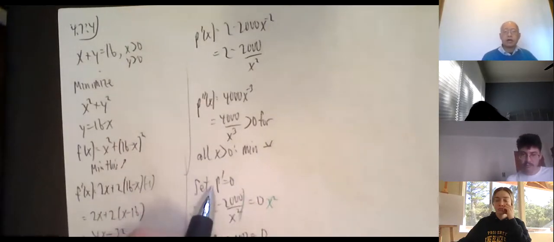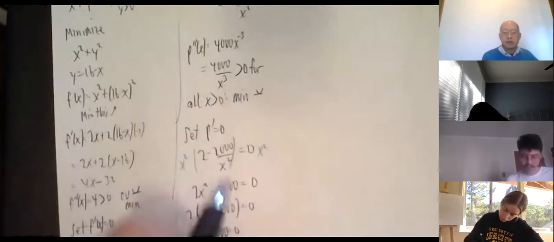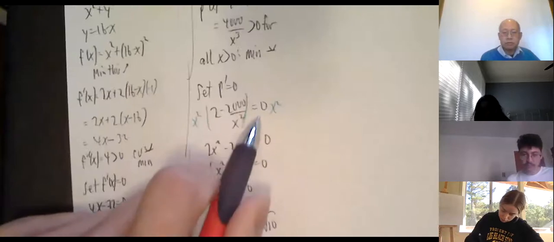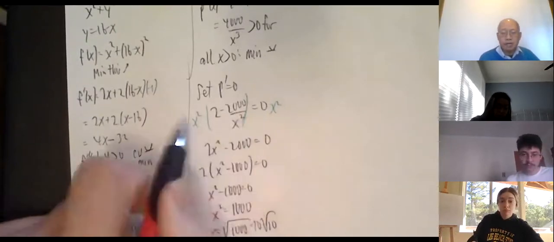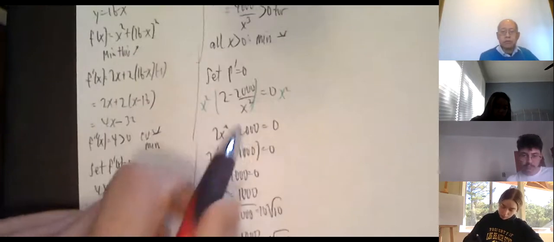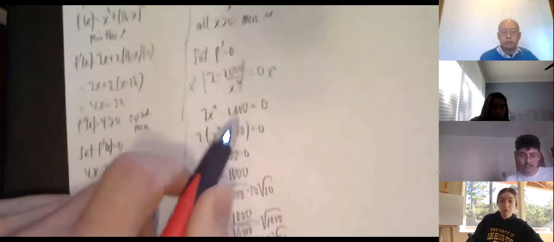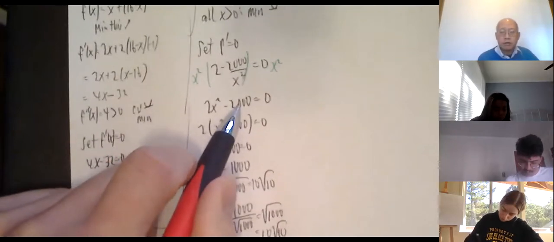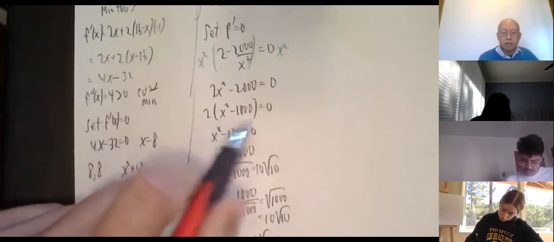Okay, so set p prime equal to 0. 2 minus 2,000 over x squared equals 0. Multiply both sides by x squared. 0 times x squared is 0. 2x squared minus 2,000 equals 0. Factor out a 2. X squared minus 1,000 equals 0.